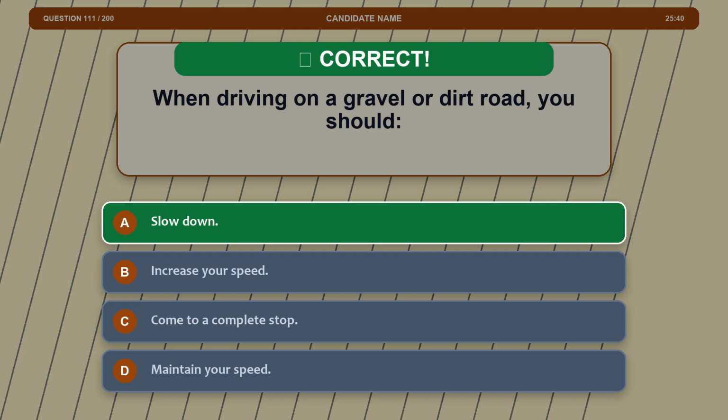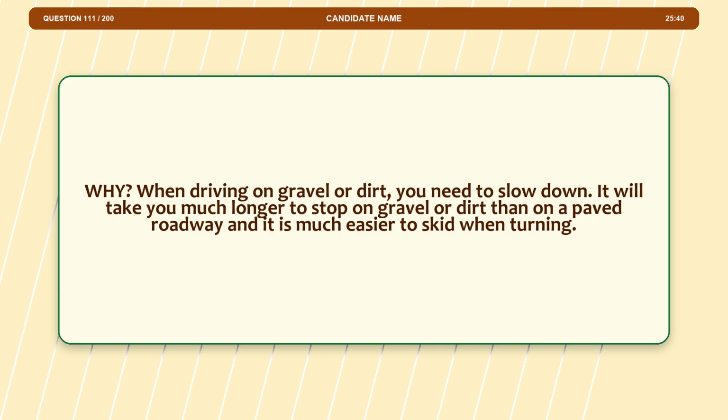The correct answer is option A, slow down. Explanation: when driving on gravel or dirt, you need to slow down. It will take you much longer to stop on gravel or dirt than on a paved roadway, and it is much easier to skid when turning.